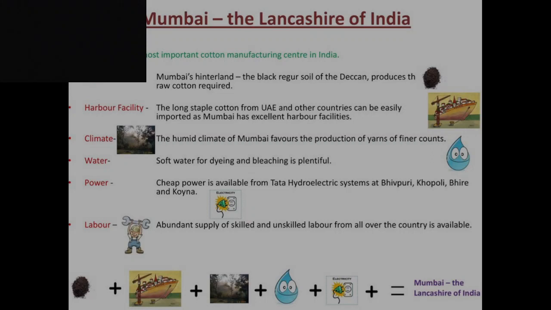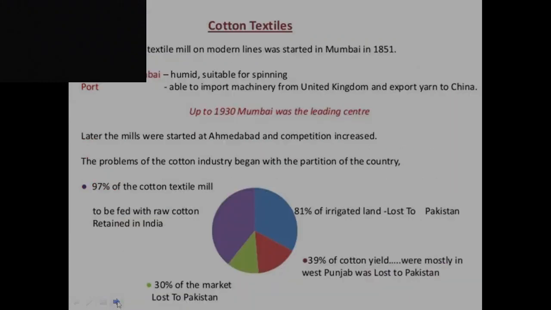Water: soft water for dyeing and bleaching is plentiful in this area, and the power supply from the hydroelectric system at Vipuri, Kopoli, and Koyna is also good for power distribution. Labor: skilled and unskilled labor is easily available because people from all across Bharat come and join this area. So this is the reason Mumbai is called the Lancashire of India.